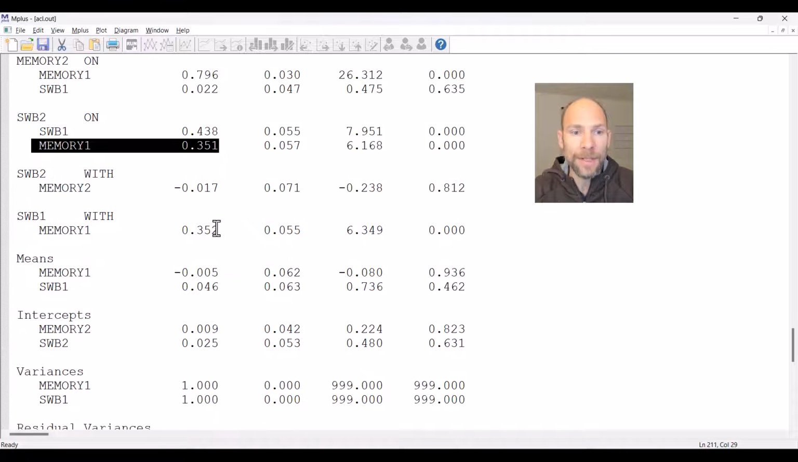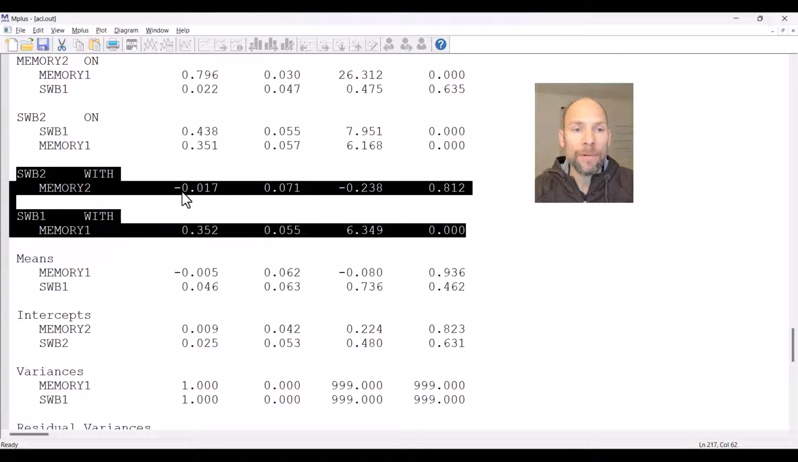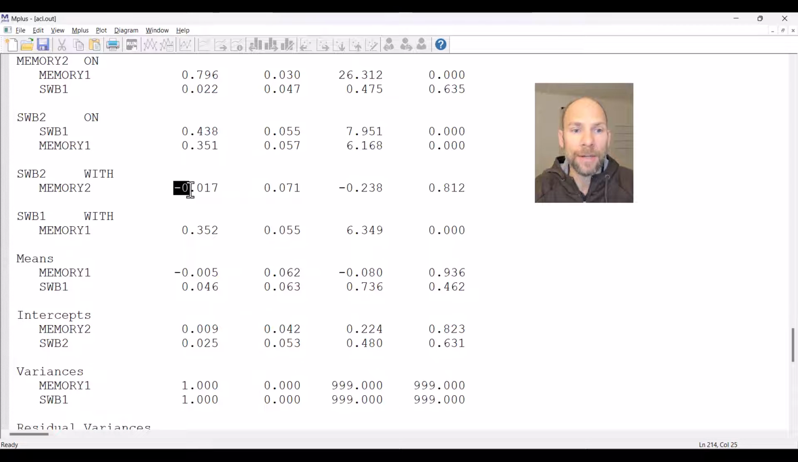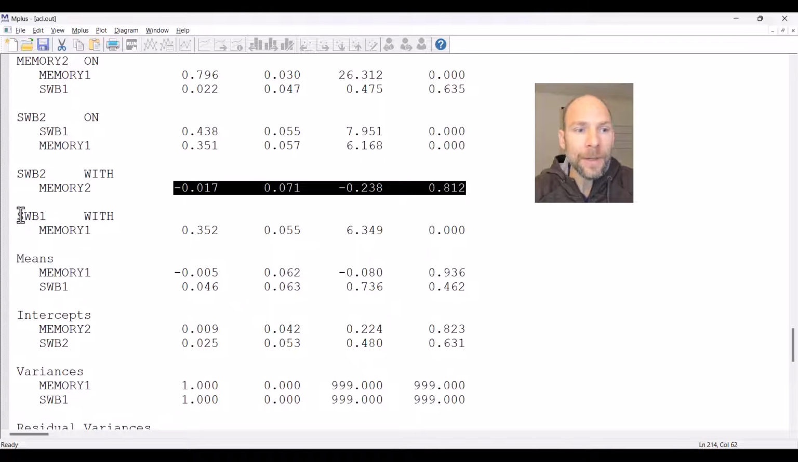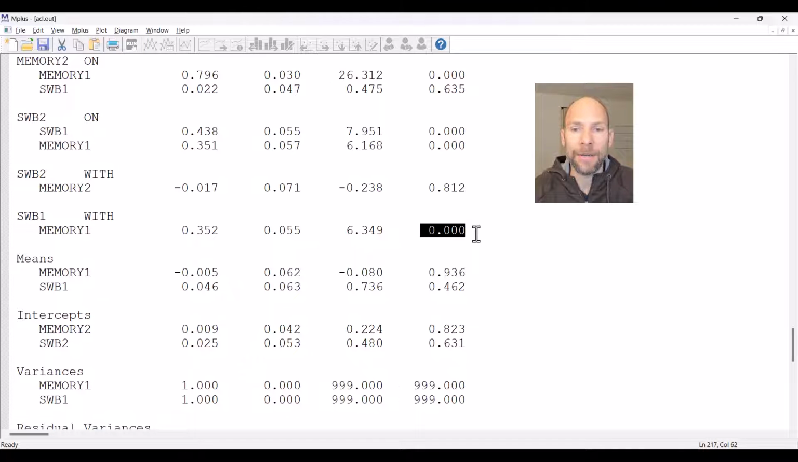And here you can now see the correlations, because this is the standardized solution where we find the residual correlation is negative 0.017, which is close to 0, and again it's not statistically significant, so that residual association at time 2 could be dropped from the model. The correlation between the exogenous variables is 0.352, and that's a moderate size association at time 1, and it's statistically significant, as we can see here from the small p-value.